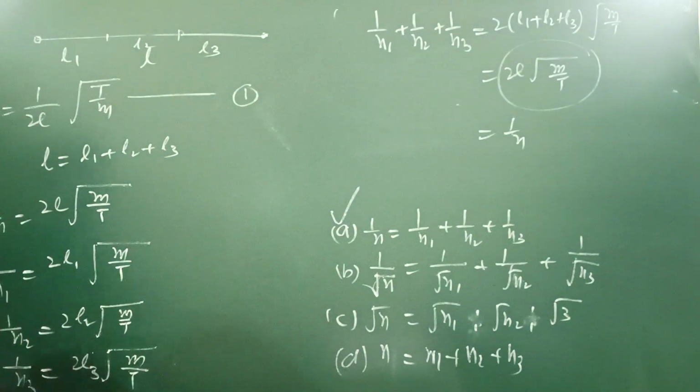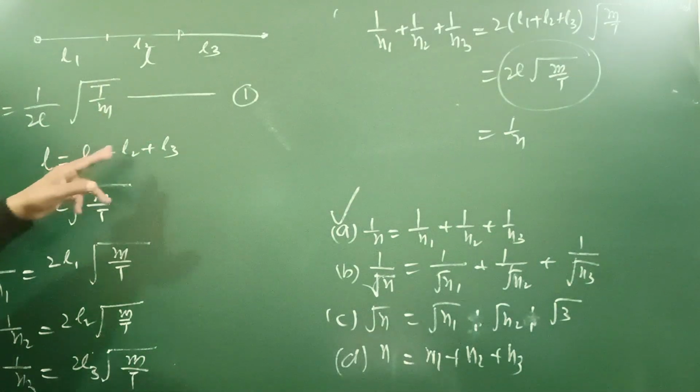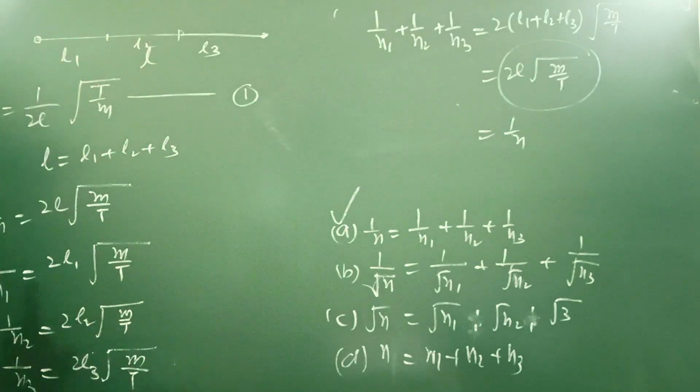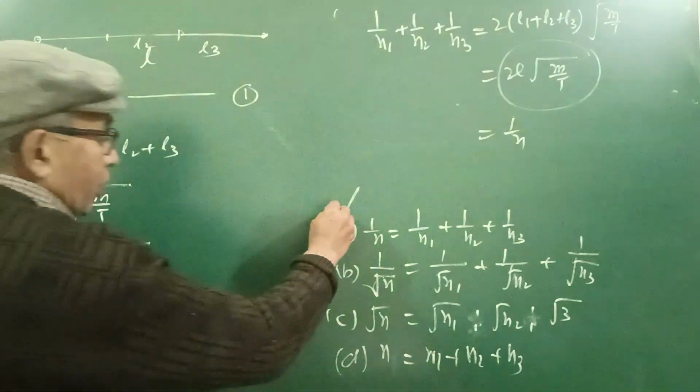Option A is correct. What I did: the fundamental 1/N = 2L under root m by T, where L = L1 + L2 + L3. Similarly for 1/N1 and the others. Adding them, we get that result. So I hope you have got this point.